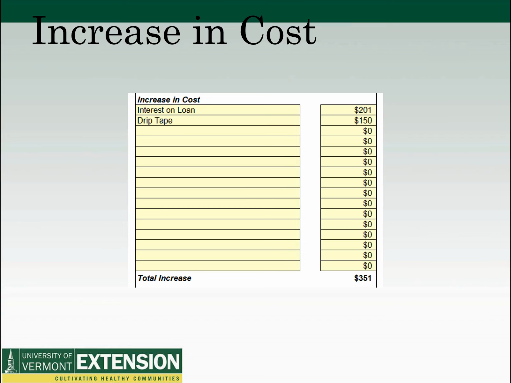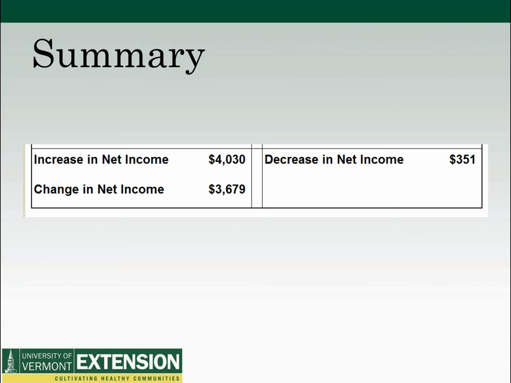loan. The farm also has a new expense in that they have never used drip tape or trickle irrigation before, so drip tape has to be purchased as well. So here we have the summary. Our estimated net increase in income is a little over $4,000. Our decrease in net income is $351. So our change in net income is right around $3,700.